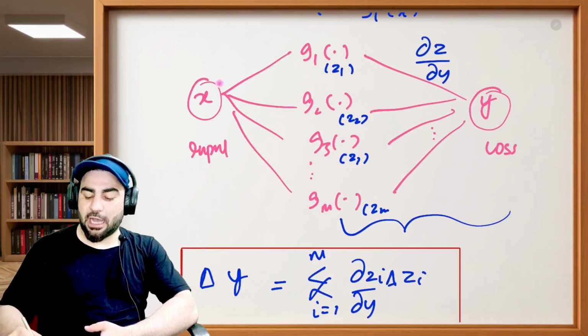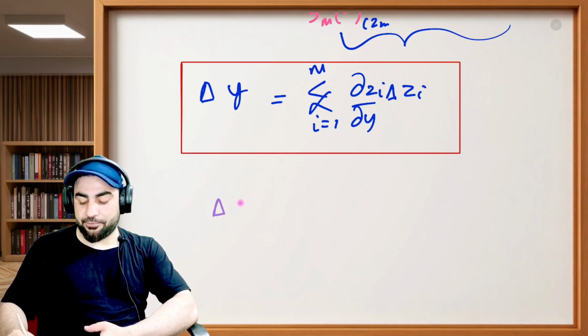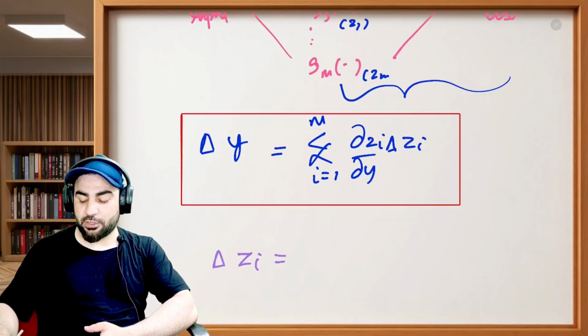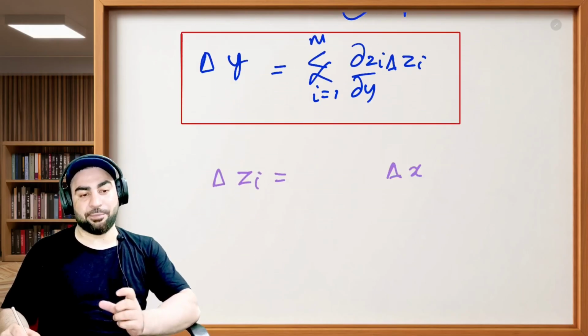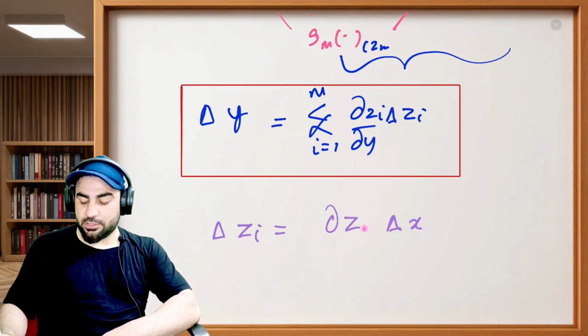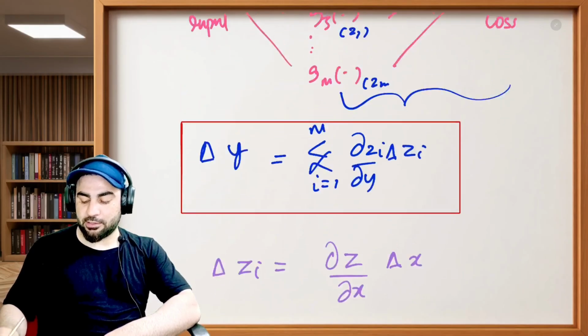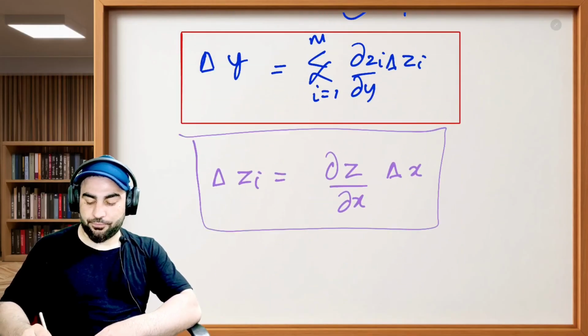Now I have to see how this x is related to all these functions. If I take one function now, delta zi, how is this related to delta x? If I make some change in x, how will zi be impacted? So I'll say this will be equal to dou z by dou x, because x here is constant. I can write this as equation 2.